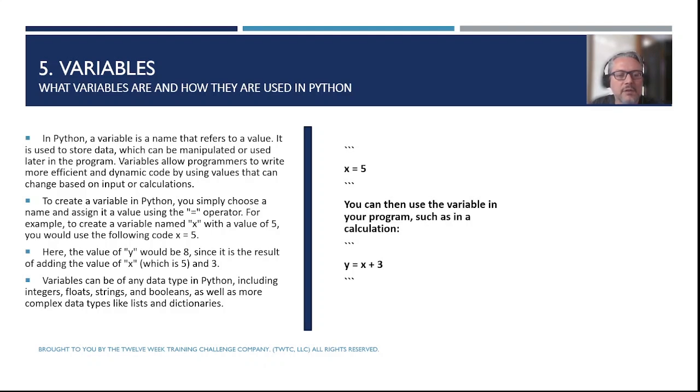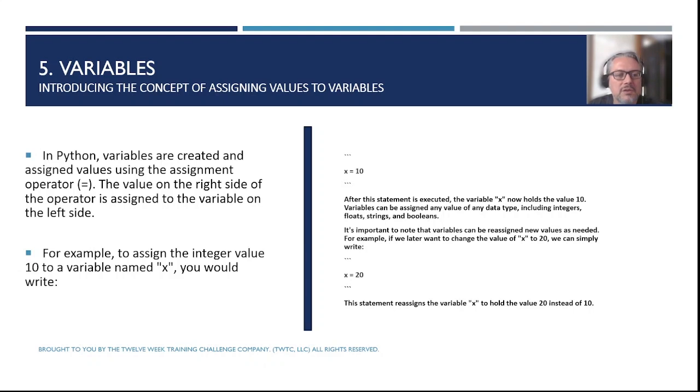Here, if you look below, in the example starting with y equals x plus 3, y would be 8, since the result of adding x, which is 5, to 3 is 8. Variables can store any data type in Python. That includes integers, floats, strings, and booleans that we talked about earlier, as well as more complex data types like lists and dictionaries.